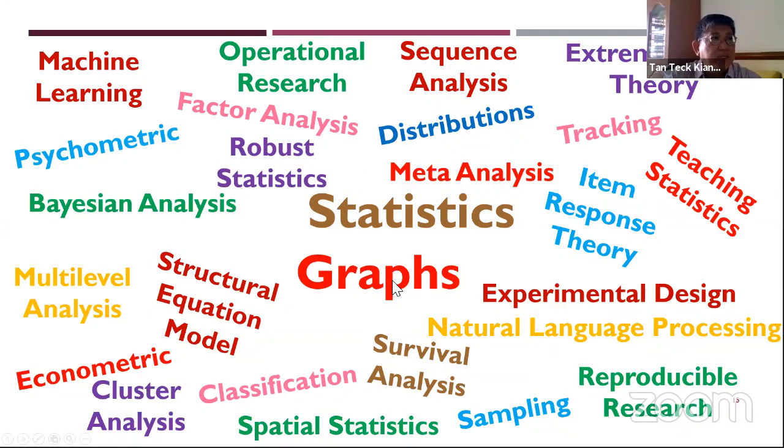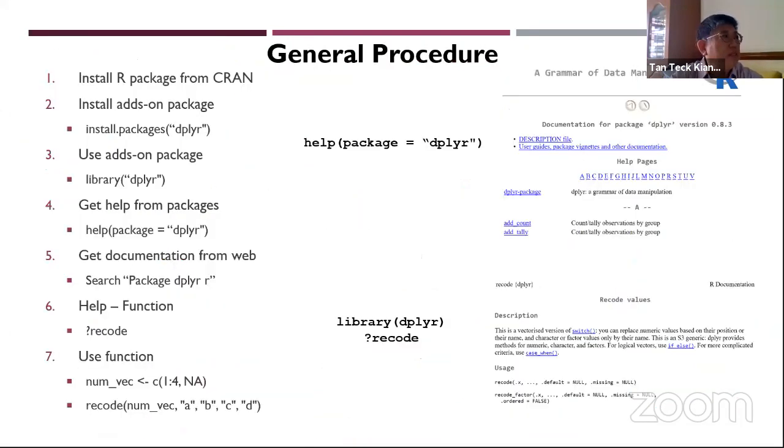You can do statistics, graphics, experimental design, natural language processing, sampling, spatial statistics. You can do classification like cluster analysis, and in economics, econometrics. If you want teaching statistics, there is something on teaching statistics. In educational research, probably you're interested in item response theory. If you're in psychology, maybe psychometrics is there. Also machine learning and so on. But you're saying there are over 16,000, so how am I going to get all this?